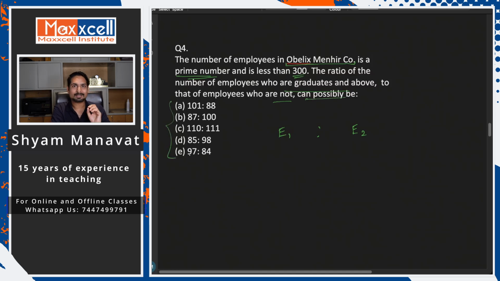So more than the concept of ratio, here we need to apply the concept of prime number. We just need to check which ratio, E1 is to E2, type 1 and type 2 employees, the sum of them will get you the total number of employees, and this total number of employees should be a prime number. So what is important here? To understand what prime numbers are.